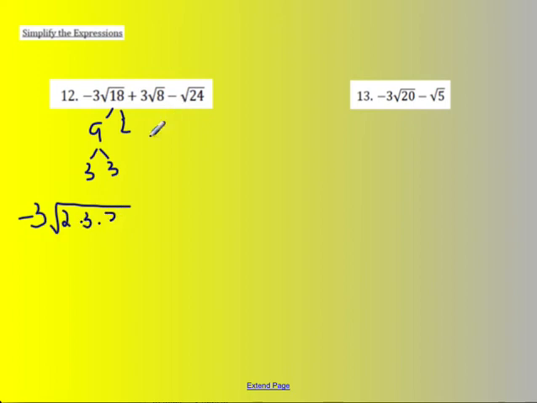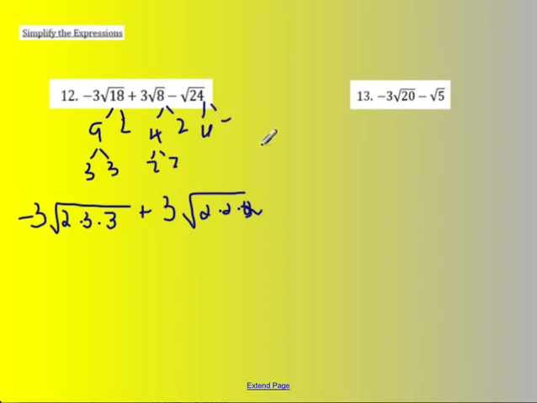Then 8 we can break down to being 4 and 2, and then we can break the 4 down to being 2 and 2. So then we're going to have 3 on the outside, and then we're going to have 3 2's underneath. 2 times 2 times 2. Oops, I apparently needed to write a 3. Correct that here in a second. There we go. Okay, so 24 I can break down to 6 and 4. And 4 breaks down to 2 and 2, and 6 breaks down to 2 and 3. So I'm going to write that underneath. So the square root of, then I'm going to have 2 times 2 times 2 times 3.